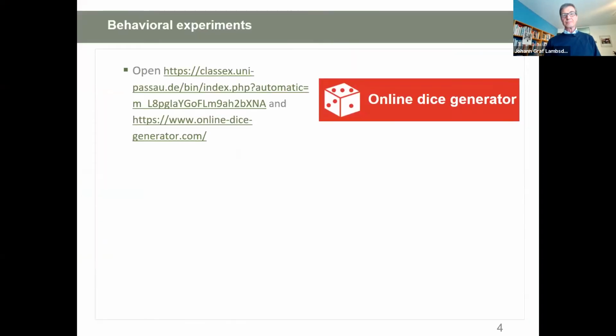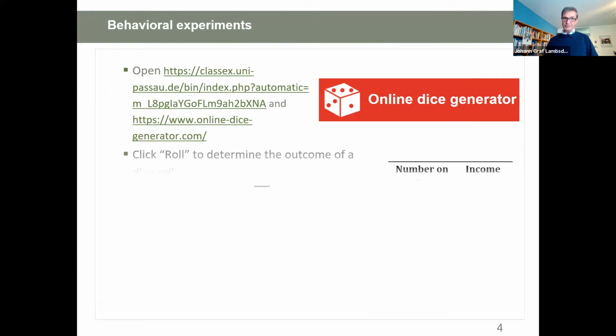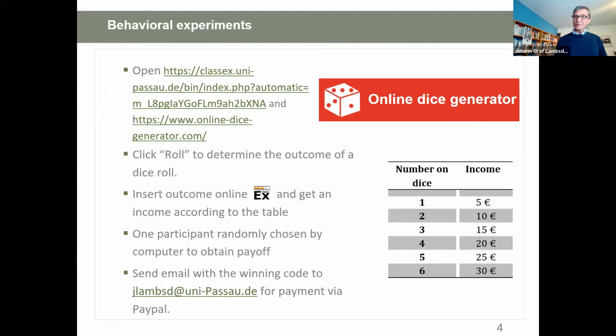This way, right. So the game is a dice game. I want you to roll the dice, and since you probably did not bring a die with you, you can do this online. And I will give you a link to an online dice generator in a moment. So your task will be, once you open the website on the online dice generator, to click on roll. And once you click on roll, you see the outcome of a dice roll.